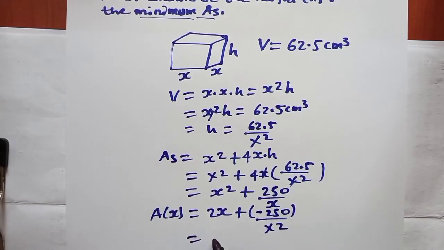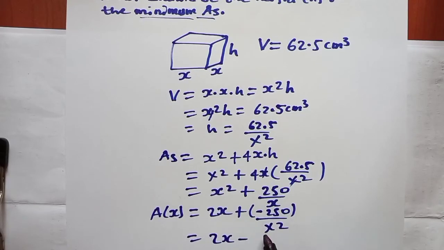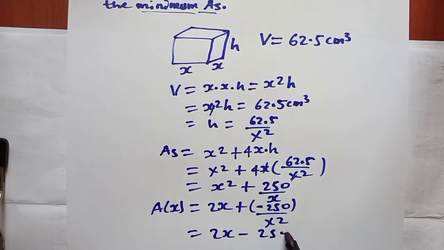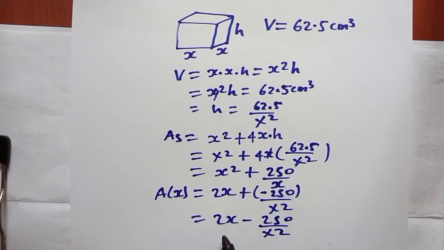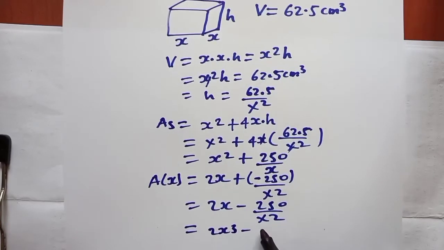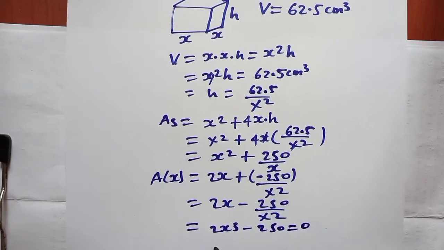So 2x minus 250 divided by x square. Multiply this one: 2x cube minus 250, which is equal to 0.